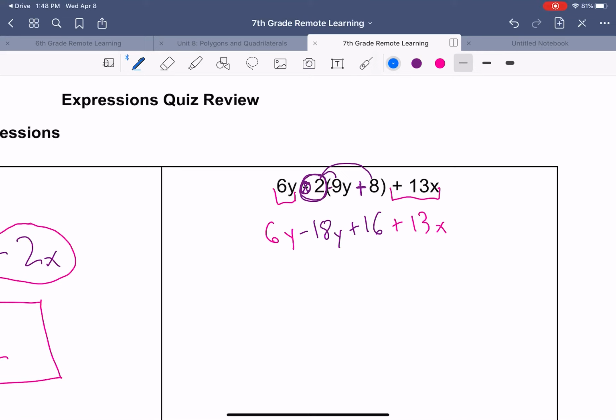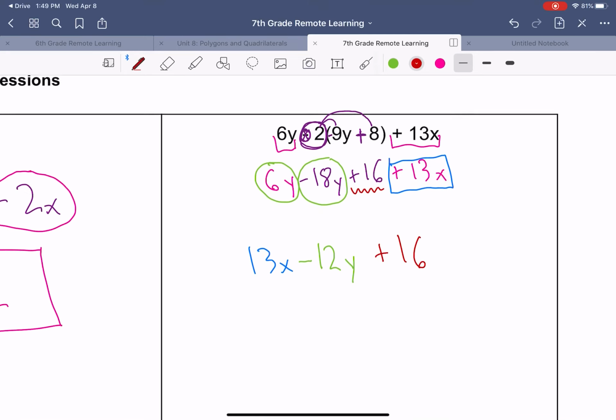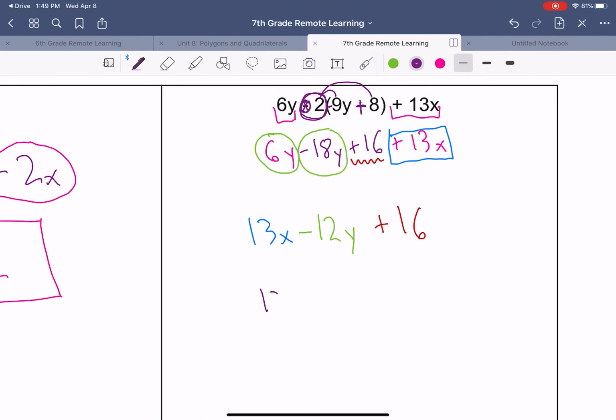So now we're going to combine like terms. I'm going to go in alphabetical order. You don't have to do this, but this is often what is done. So I'll start with my positive 13x, since that comes first alphabetically. And there's no other x's, so I'll just have 13x. And then I will have my y's. So I have a 6y minus 18y. So 6 minus 18 is negative 12y. And then I just have my plus 16. Okay, so my final answer is 13x minus 12y plus 16.